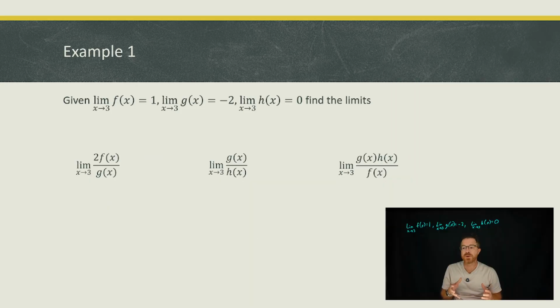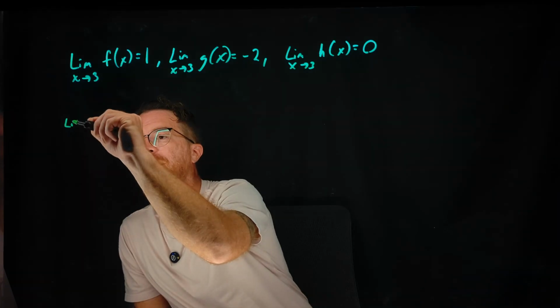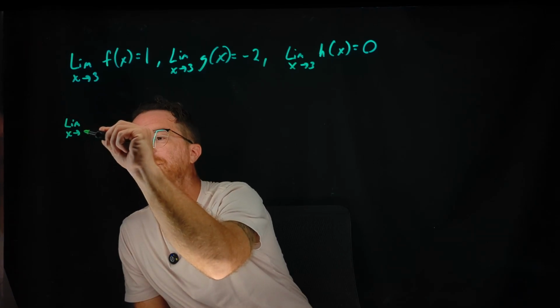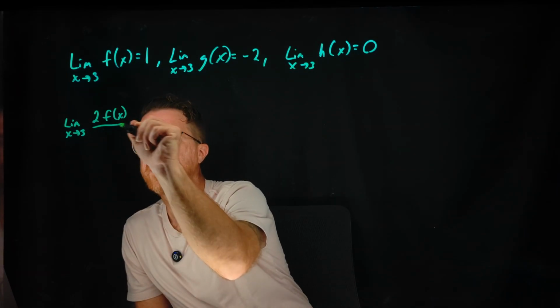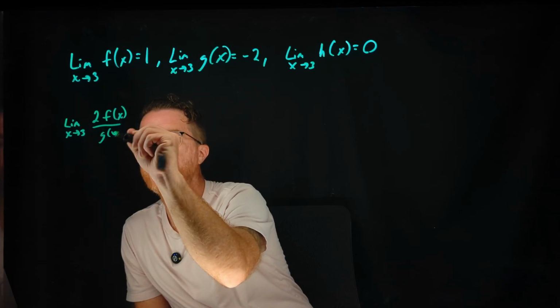Next, we're going to be looking at the limit as x approaches 3 of 2f(x) divided by g(x), the limit as x approaches 3 of g(x) over h(x), and the limit as x approaches 3 of g(x) times h(x) divided by f(x). So we'll start with the first one, where we have the limit as x approaches 3 of 2 times f(x) divided by g(x).